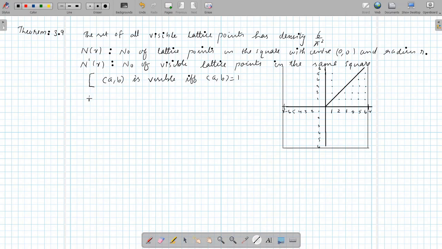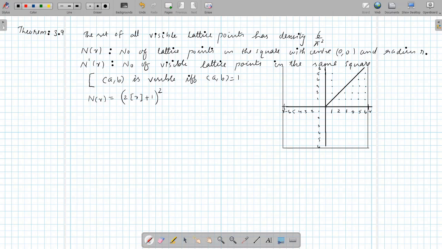So n of r is nothing but 2 times the integral part of r, plus 1, whole square. This is the total number of lattice points inside the square. Now we need to find the total number of visible lattice points from the origin.